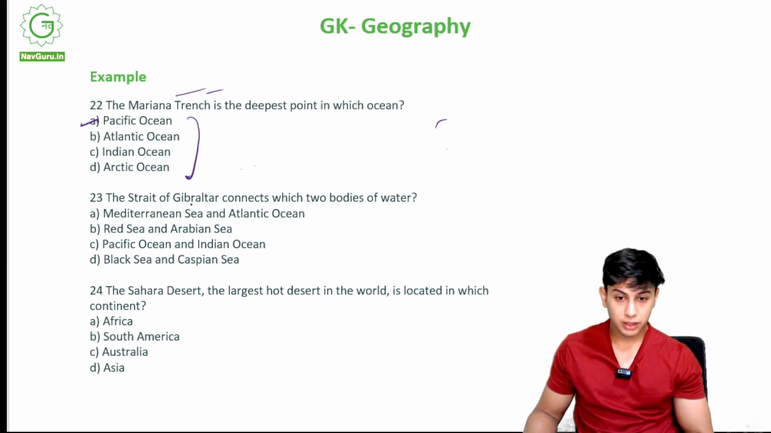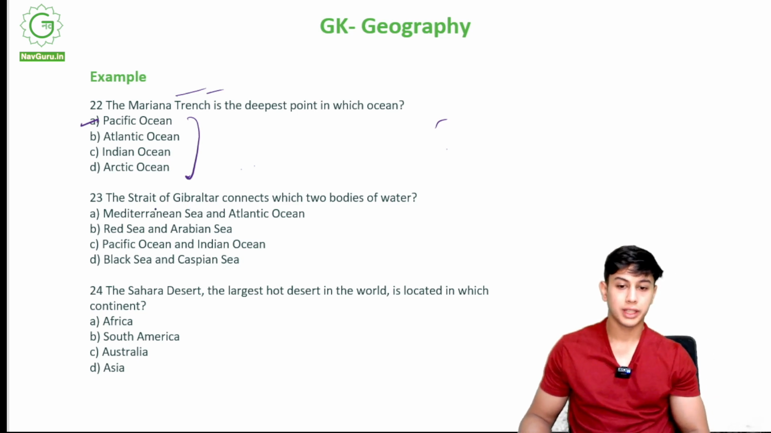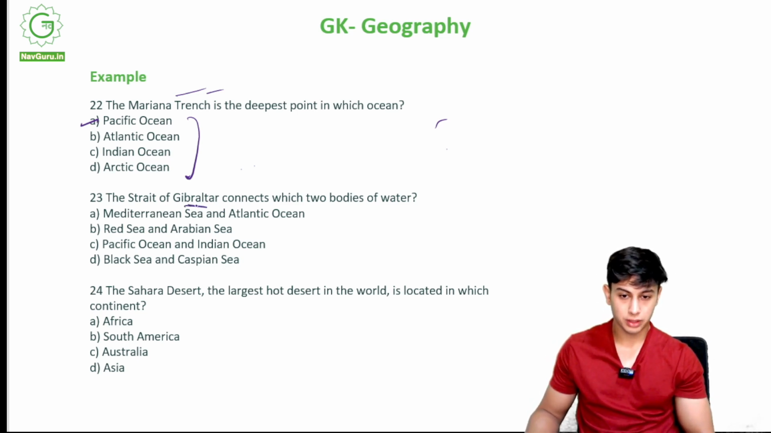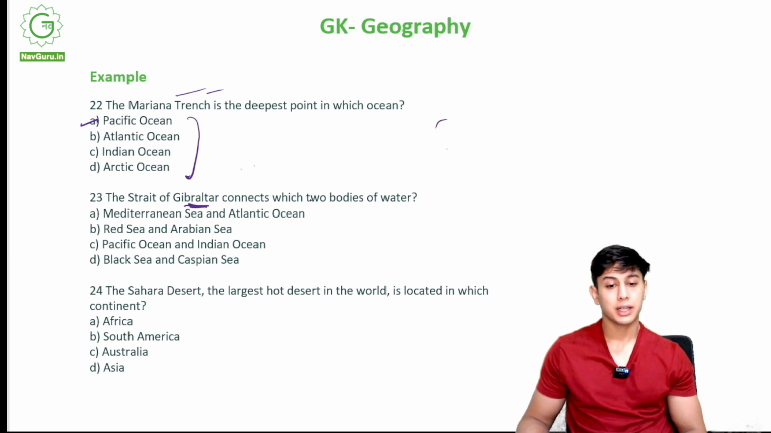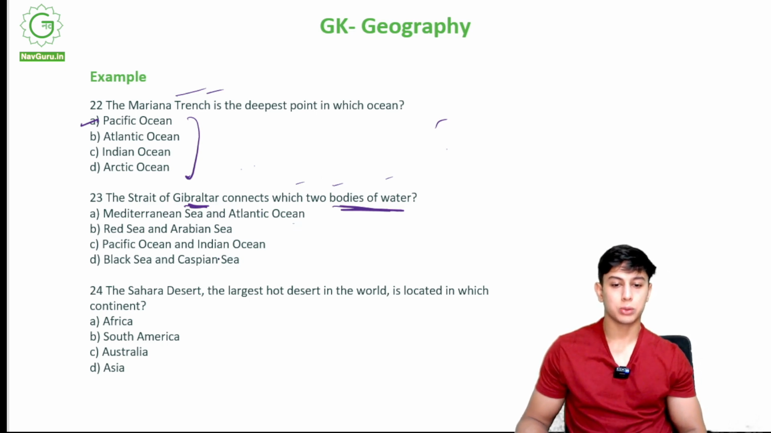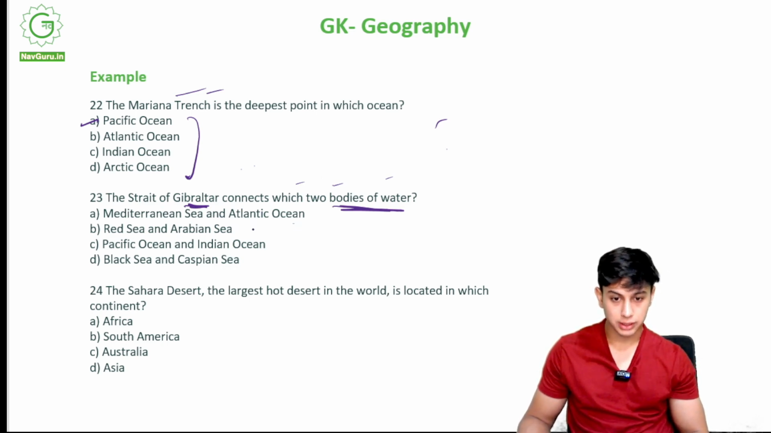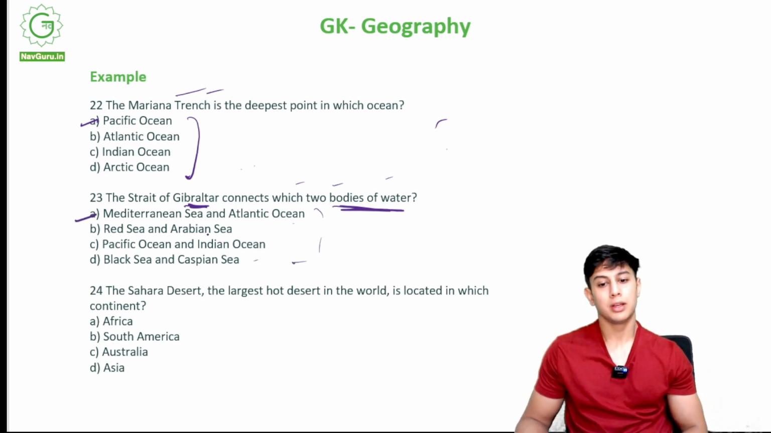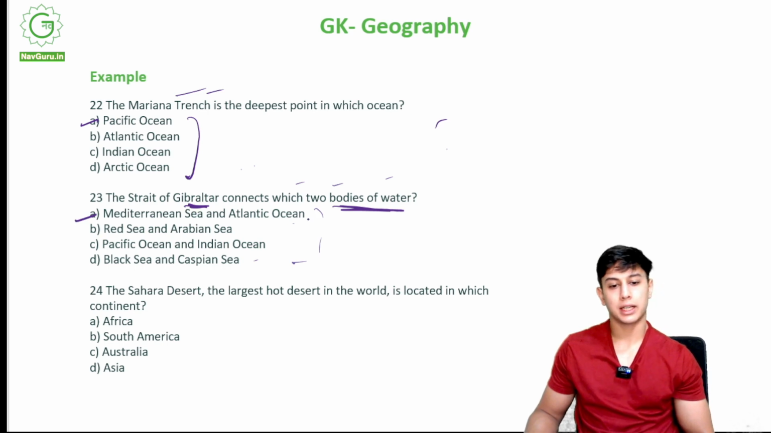The Strait of Gibraltar connects which two bodies of water? Okay, so is it the Mediterranean Sea and the Atlantic Ocean? Is it the Red Sea and the Arabian Sea? Is it the Pacific Ocean and the Indian Ocean? Or is it the Black Sea and the Caspian Sea? If you go in the lectures, I have clearly mentioned this in the brackets, and the correct option is A. Mediterranean Sea and the Atlantic Ocean are connected by the Strait of Gibraltar.